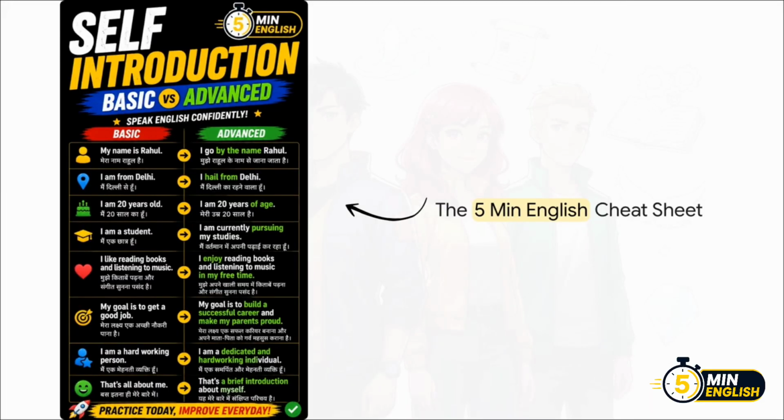We're looking at this really brilliant visual guide, the 5-minute English cheat sheet for self-introductions. Right at the top, it promises to help you speak English confidently, and that's exactly what we're going to do. We're going to use this as our master guide to make some incredibly simple but seriously powerful vocabulary upgrades. We're talking a complete shift from the basic stuff on the left over to the advanced tier on the right.